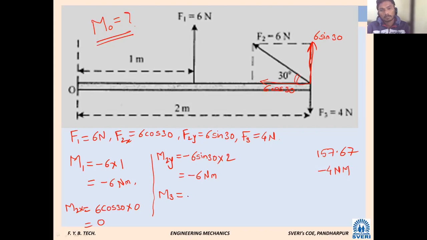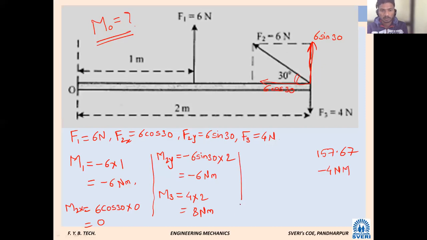What will be M3? Moment due to which force? F3. So how will the object rotate if we apply the F3 force of 4 Newton? Clockwise. So what is the perpendicular distance between the line of action of that force and point O? 2. So what will it be? 8 Newton meter.